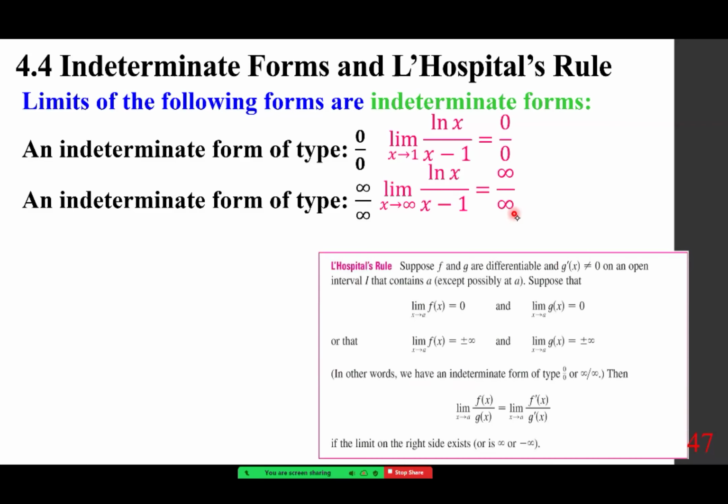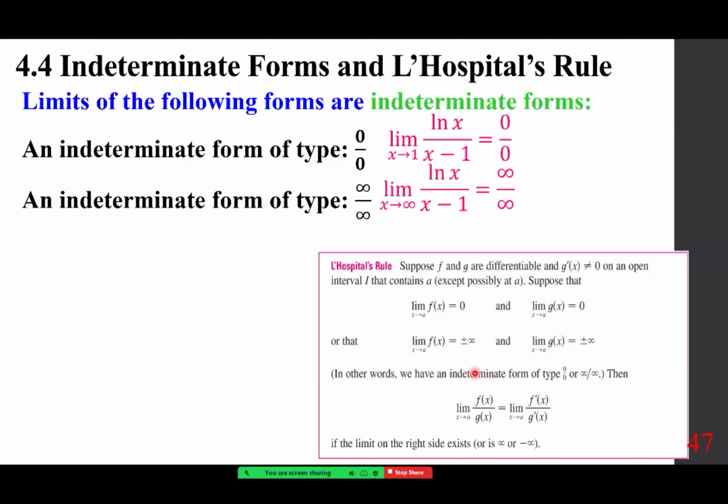So according to L'Hopital's rule, this is what we have, which says, suppose f and g are differentiable and g prime is not equal to 0 on the open interval I that contains a, except possibly at a. Suppose that the limit of f of x as x approaches a is 0, limit of g of x as x approaches a is 0, or limit of f of x as x approaches a is either positive or negative infinity, g of x is positive or negative infinity, in other words, we have an indeterminate form of 0 over 0 or infinity over infinity.